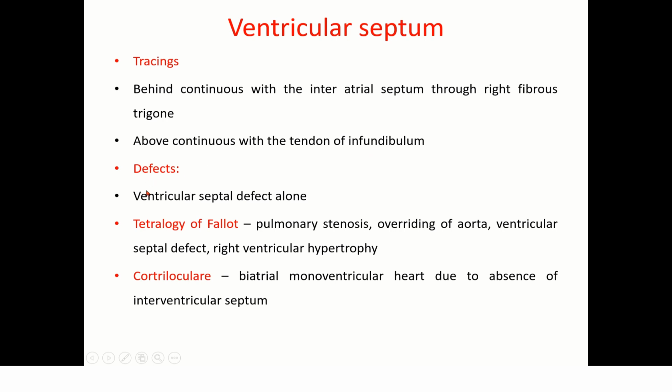So regarding defects, a ventricular septal defect may be present alone, or it might be in a combination of multiple defects like tetralogy of Fallot, where you can see pulmonary stenosis, overriding of the aorta, ventricular septal defect, and right ventricular hypertrophy, or the rarest of the rare, called trilocular biatrial monoventricular heart due to absence of the interventricular septum.